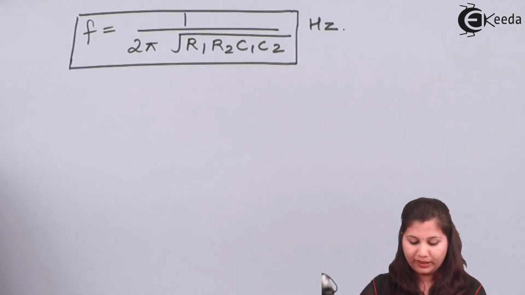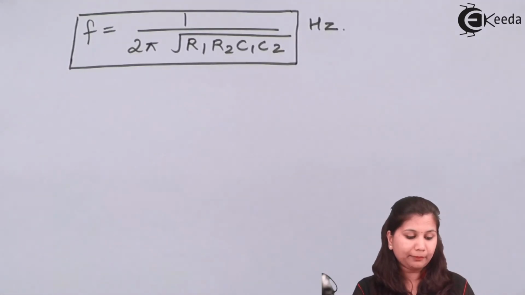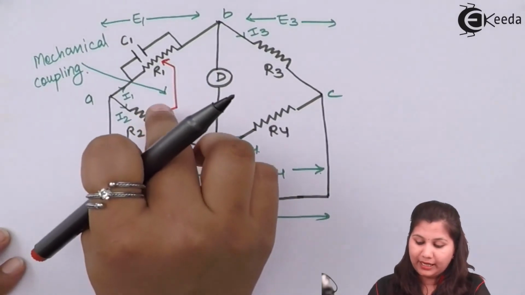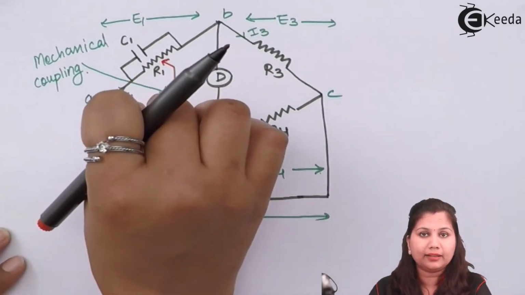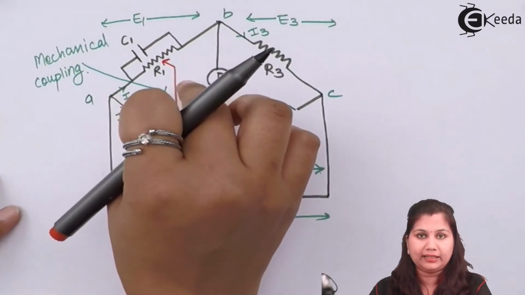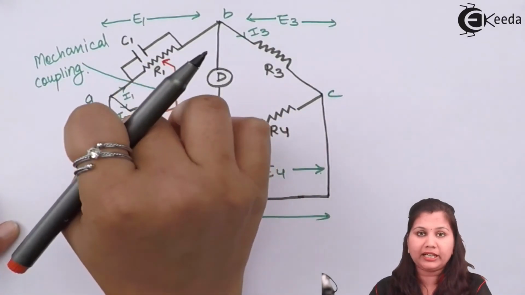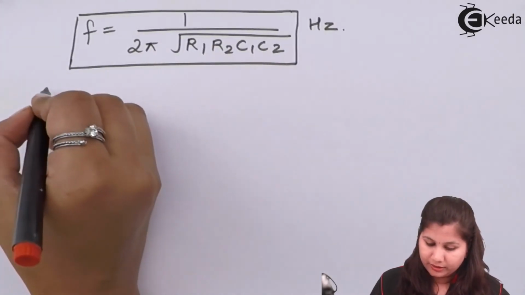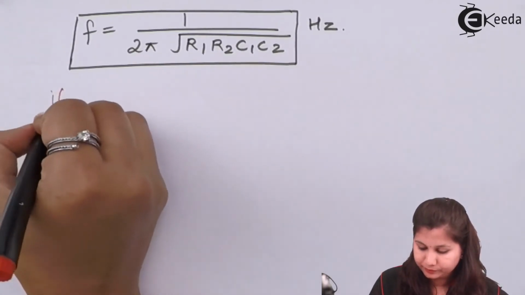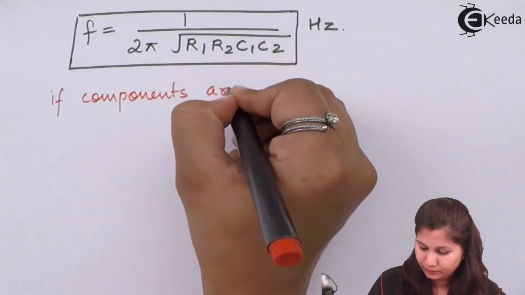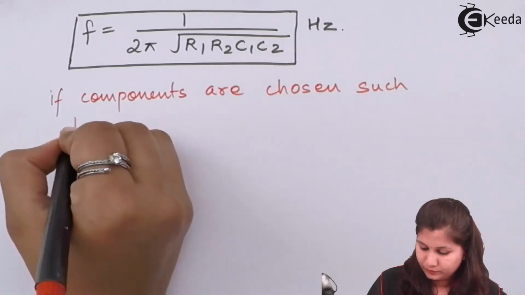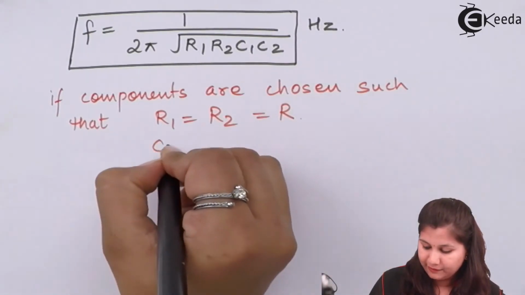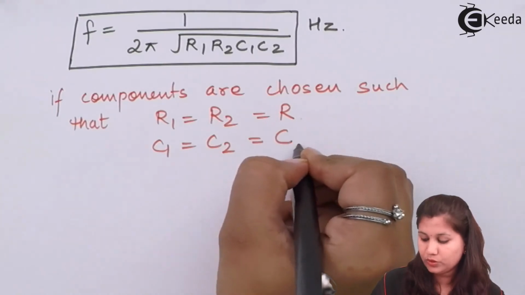Now in most Wien's bridges, there is a mechanical coupling, as I have said. In the circuit diagram, we have seen that between R1 and R2 we have a mechanical coupling. So through this mechanical coupling, we can make the values of R1 and R2 equal to each other. Okay. So if we take this condition, R1 equals R2 equals R and C1 equals C2 equals C.